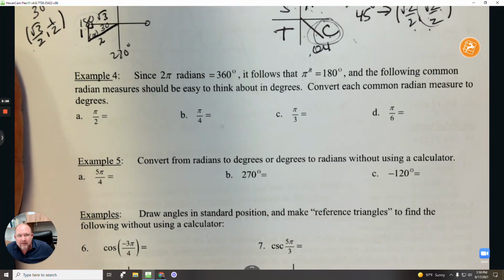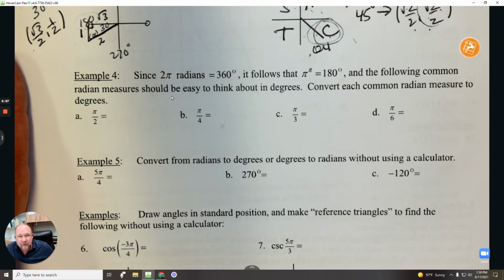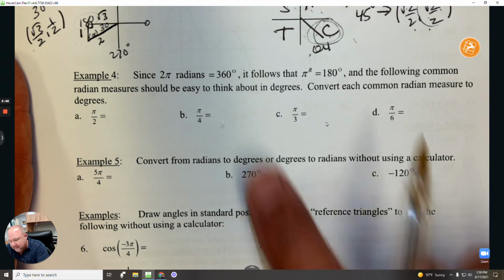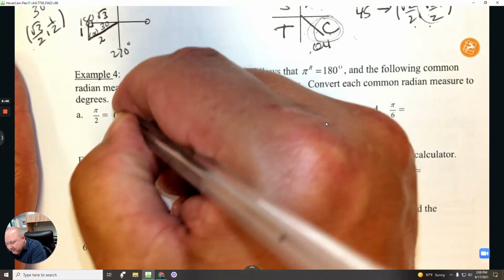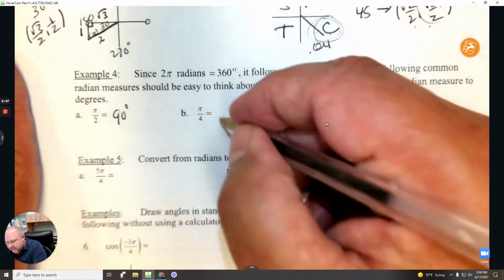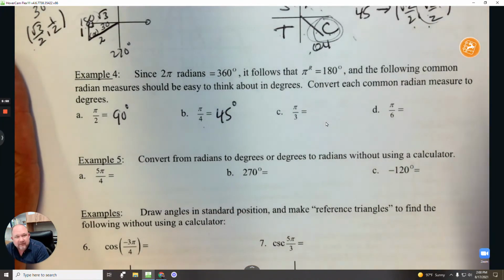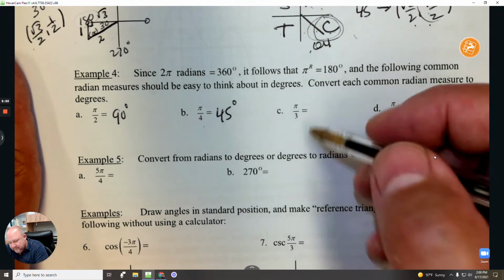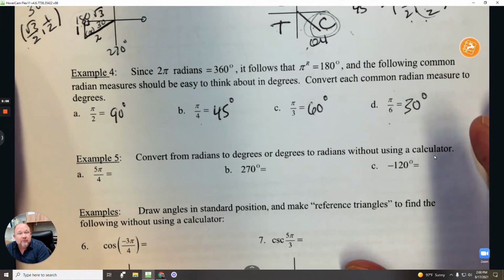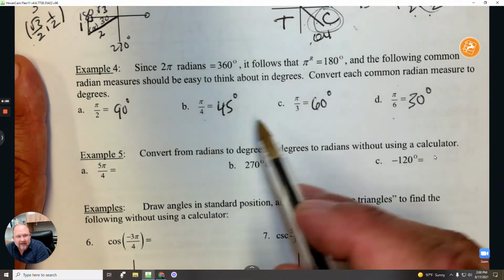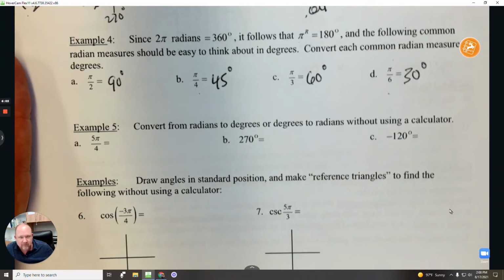Since 2 pi radians is 360, it follows that pi radians is 180. And the following common radian measures should be easy to think about in terms of converting each one. So pi over 2 is 90 degrees. Pi over 4 is 45 degrees. Pi over 3 is 60 degrees. And pi over 6 is 30 degrees. Those should be common ones that you could translate very quickly from radians to degrees.